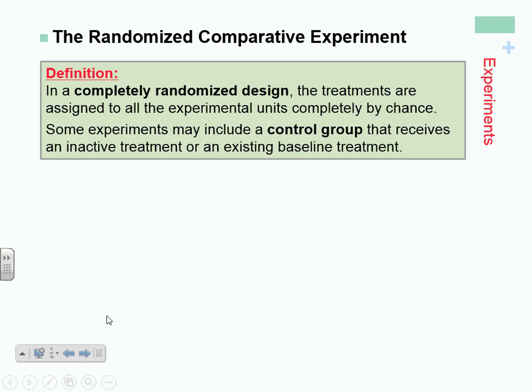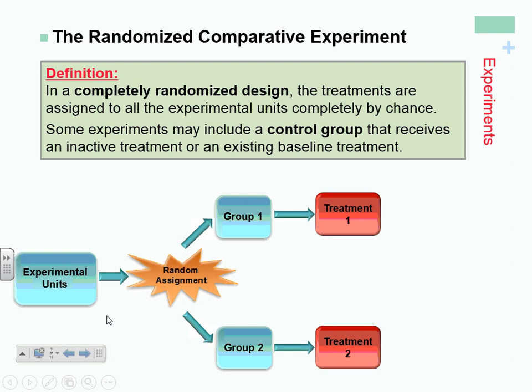So when we look at our completely randomized design, the treatments are assigned to all the experimental units completely by chance. Some experiments may include a control group that receives an inactive treatment, or maybe just a baseline treatment that already exists. Remember, a control group is what you're going to use for your comparison, and it might be a group with a placebo, but not necessarily.